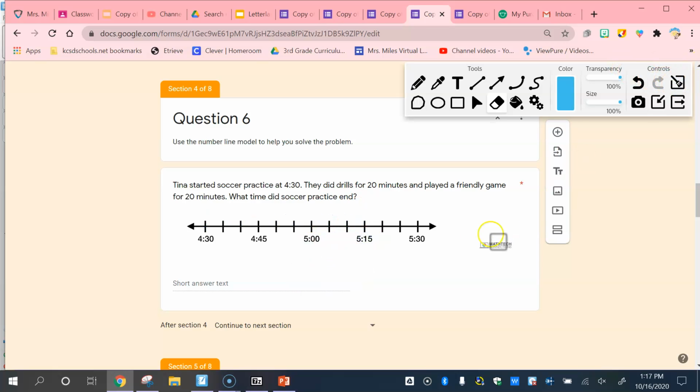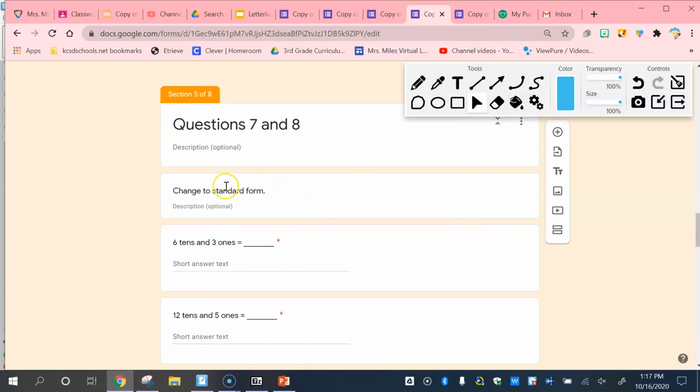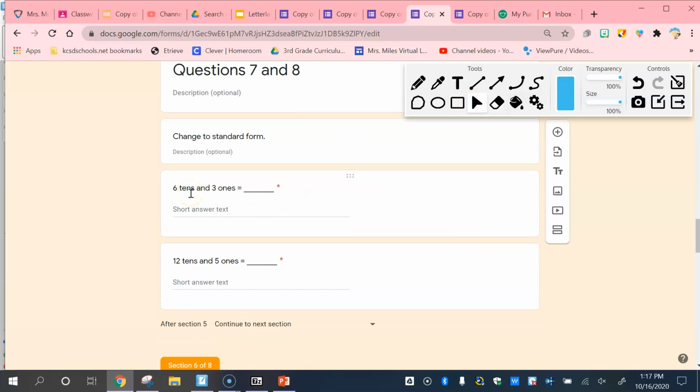All right. So let's scroll on down. Change to standard form, 6 tens and 3 ones. So we're going to count 10, 6 times and then add 3. So 10, 20, 30, 40, 50, 60, 61, 62, 63. Let's do the same thing down here. 10, 20, 30, 40, 50, 60, 70, 80, 90, 100, 110, 120, 121, 122, 123, 124, 125.